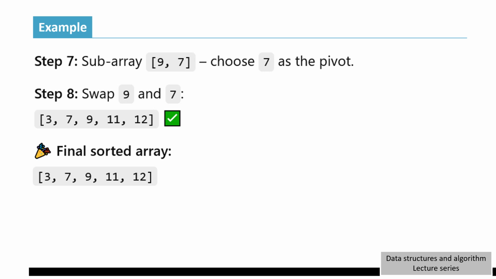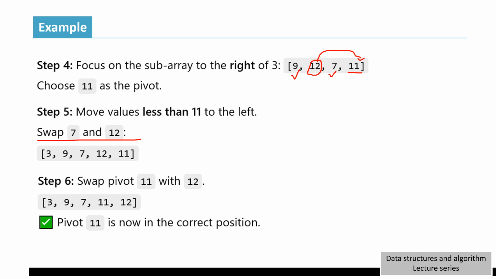Now the subarray 9 and 7. Choose 7 as the pivot now. The remaining part is already in the correct position. So the only remaining are 9 and 7.